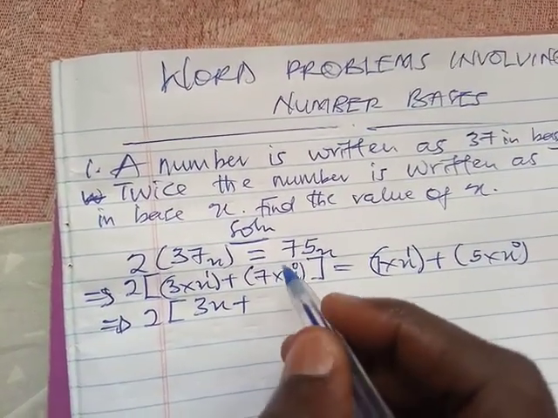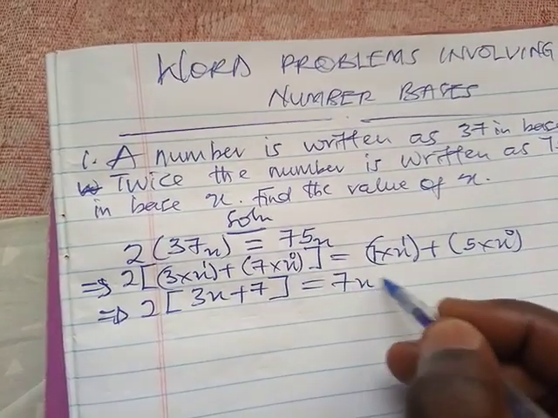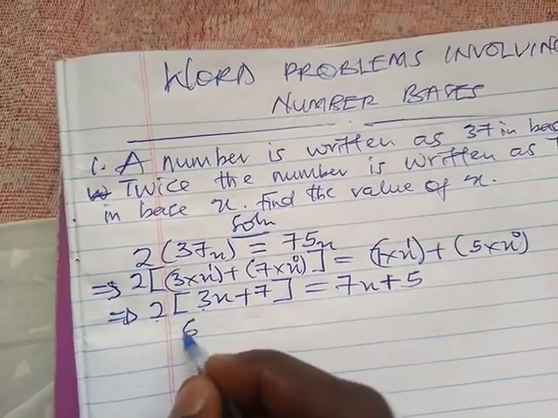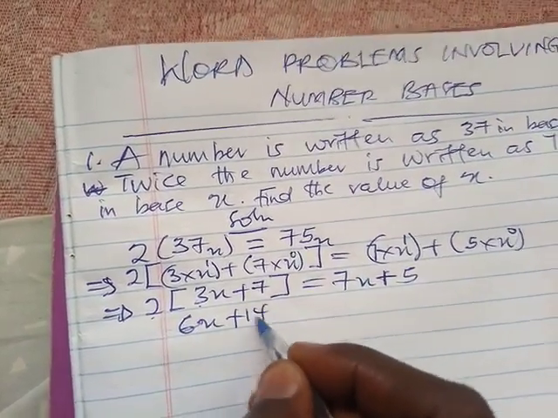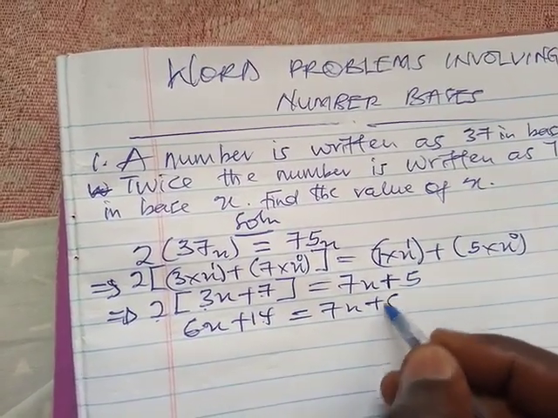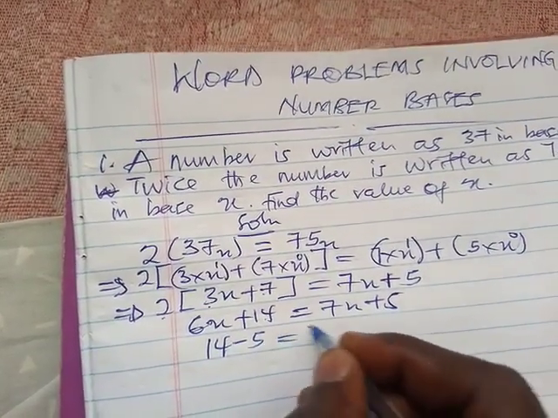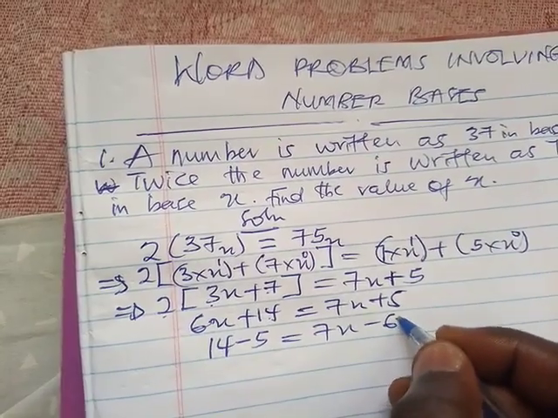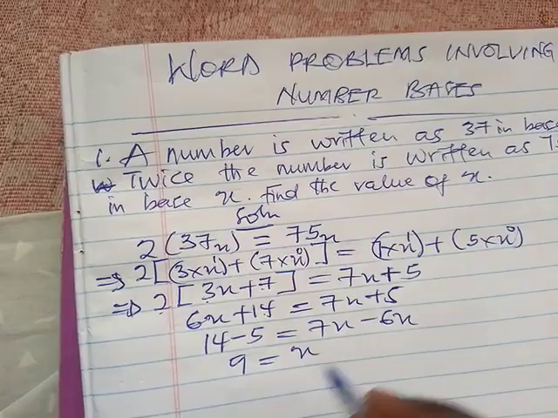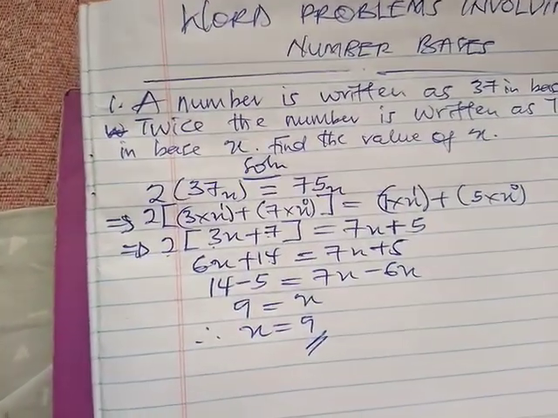This will give you 1. So we have 7 here, and you have 7x plus 5. So 2 multiplies it, we have 6x plus 2 multiplies 7, we have 14. We have 7x plus 5. So grouping like terms, we have 14 minus 5, and you have 7x minus 6x. So we have 9 equal x. So therefore x is equal to 9.